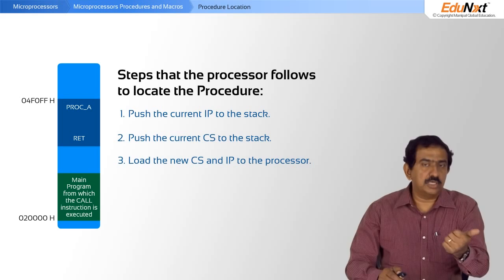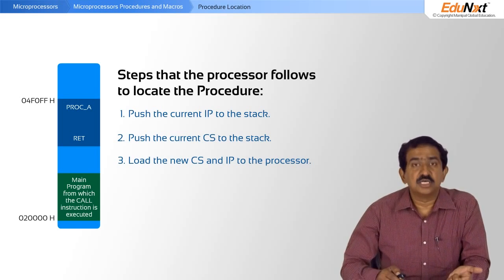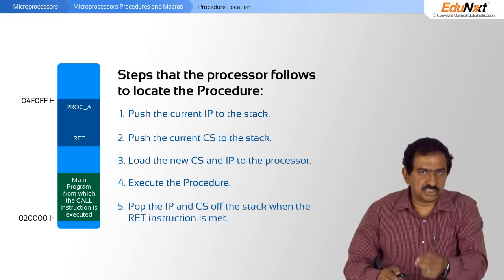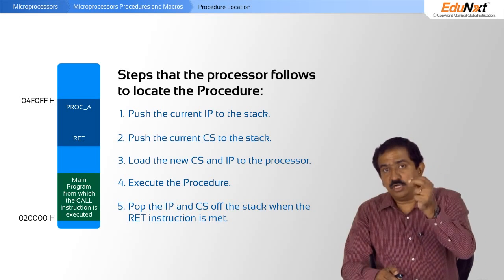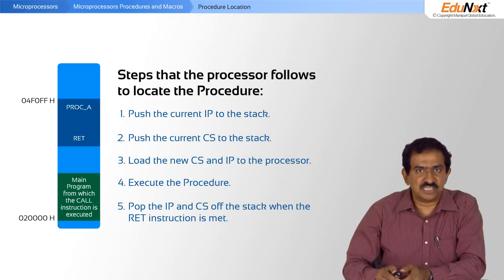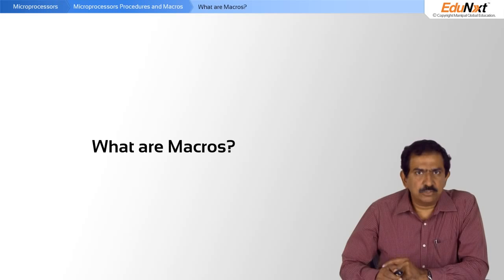then you load the new code segment and the new instruction pointer onto the processor, execute the procedure, and then when the return instruction is encountered, the old instruction pointer and the old code segment are popped off the stack and life goes on. Let's now talk about macros.